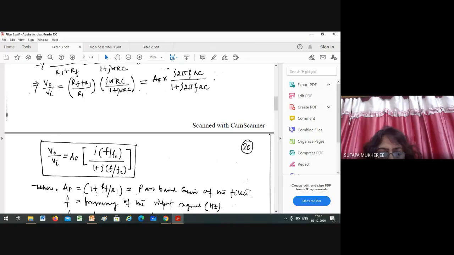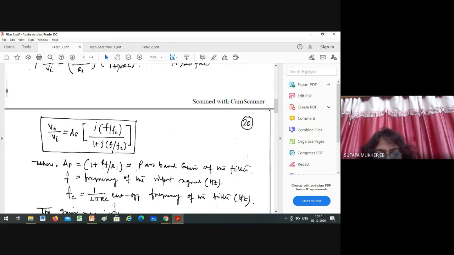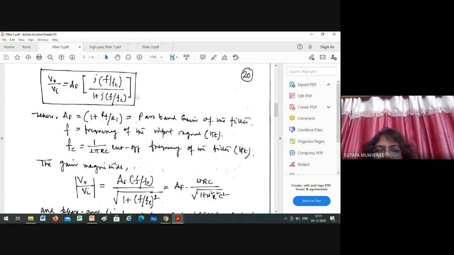F equal to 1 plus RF by R1. This is the pass band gain of the filter. And what is FC? 1 by 2 pi RC. That is cutoff frequency of the filter. Again, like low pass filter, if we put the value, gain magnitude is equal to what? V0 by V1, if you consider the magnitude, that is equal to F by Fc over root of 1 plus F by Fc whole square.